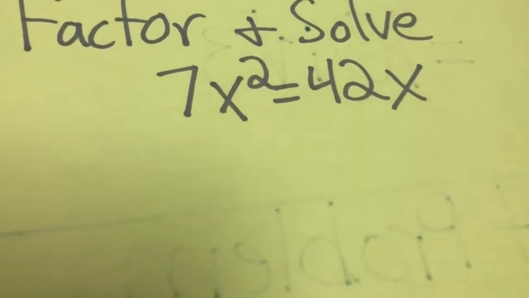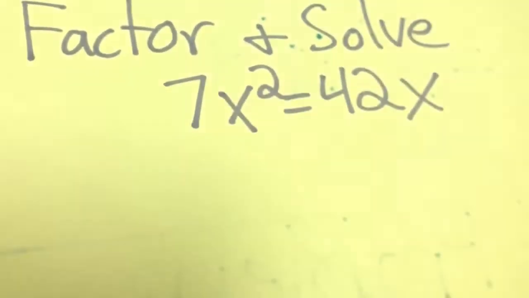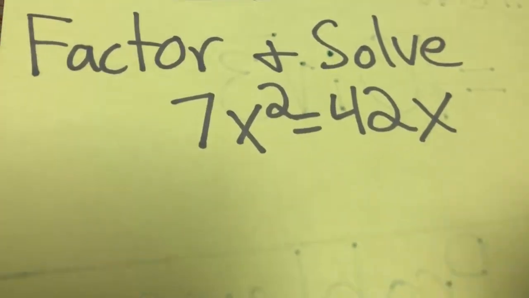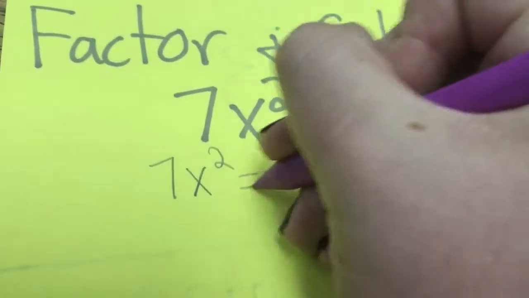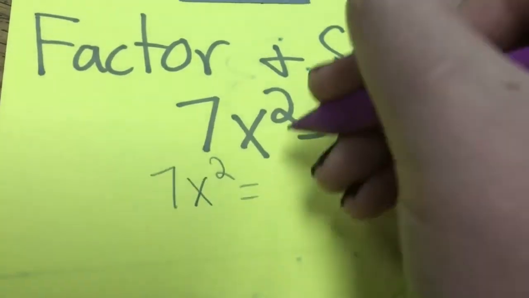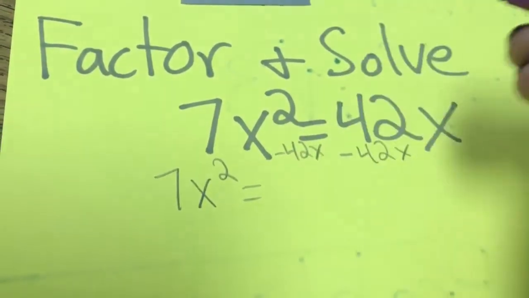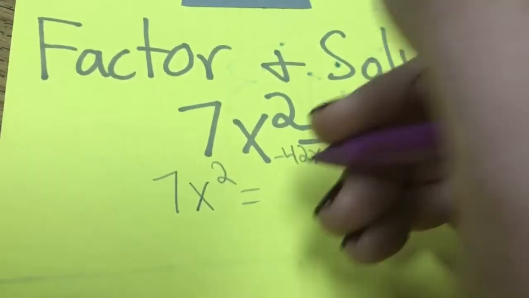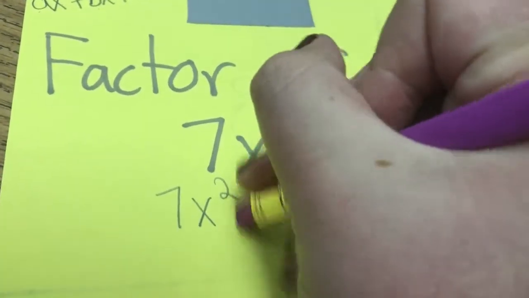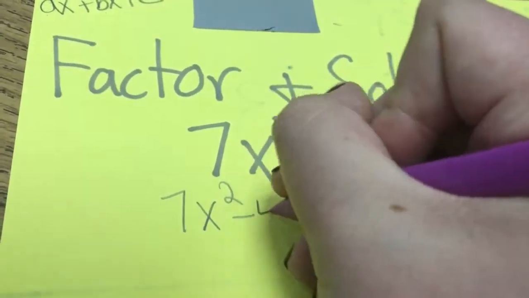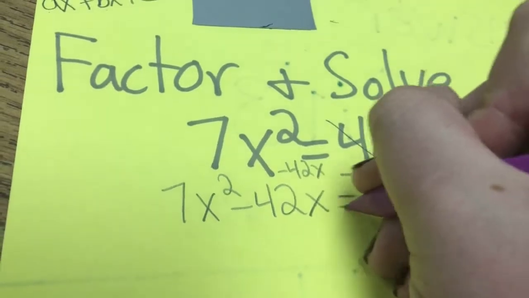So for this one, I want everything moved to the left side, and I want the right side equal to 0. So I have 7x squared equals, well, to move positive 42x, I'm going to subtract it from both sides. 42x minus 42x cancels out. I'm left with 7x squared minus 42x equals 0.